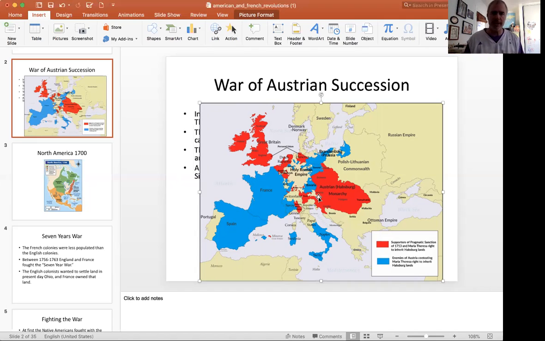The Austrians are ruled by this family called the Habsburgs, and they feel like we're still powerful enough. We should still have an empire. They had some land here in Belgium. They were connected with the Spanish through marriage, and they decide that they're going to move east and take some land from the Ottoman Empire.